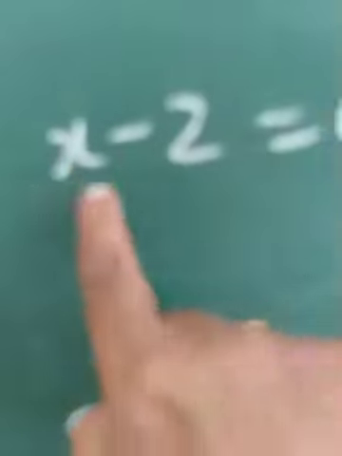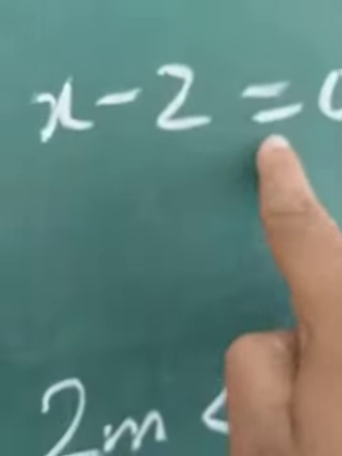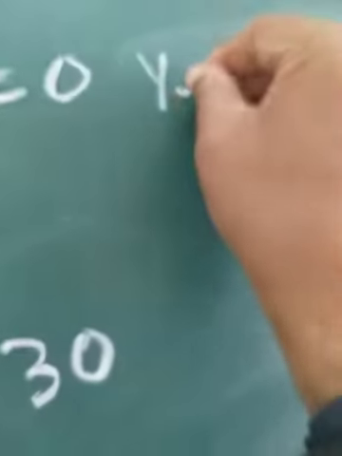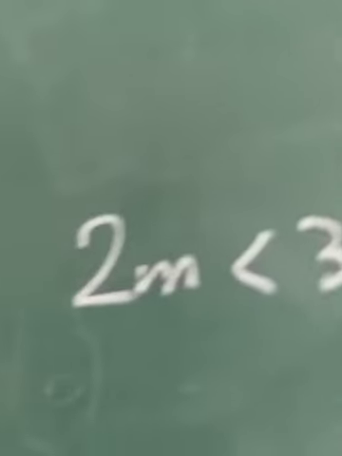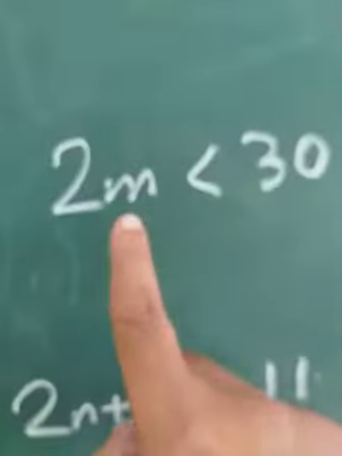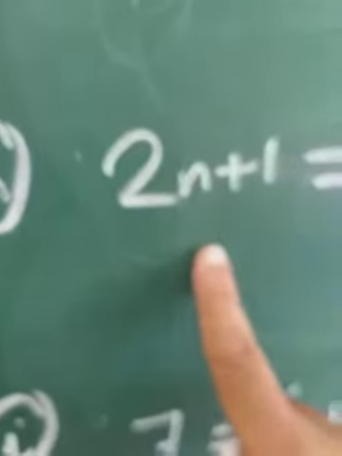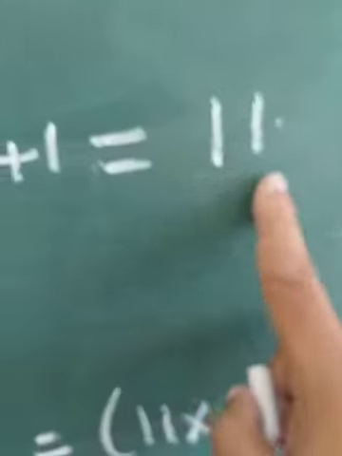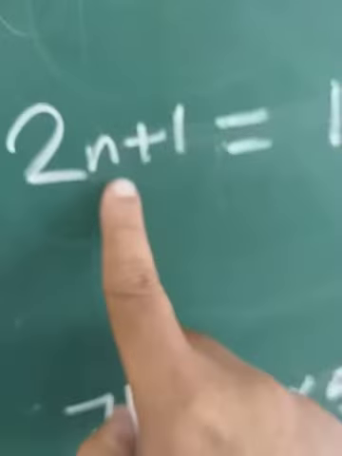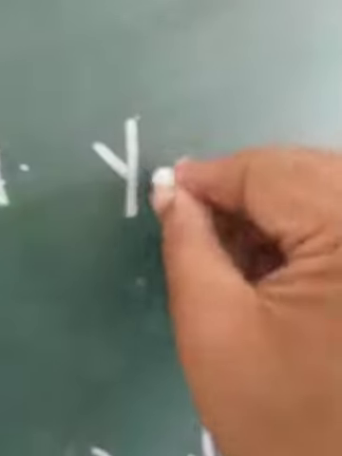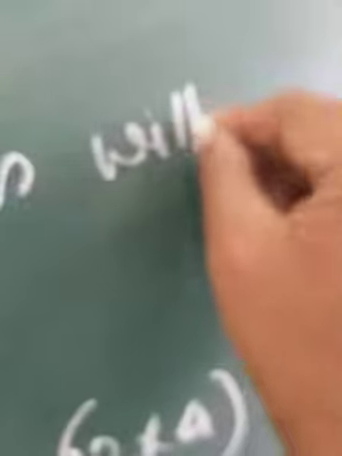So f is written x minus 2 equal to 0. The equals to sign is there. A variable is also used. So you write yes with variable x. Okay, now let's move on to sum number g. G is 2m less than 30. So less than is written, so straight away you should write no. Now h, 2n plus 1 is equals to 11. See, the equals to sign is there, n is the variable used, so you write yes with variable n.